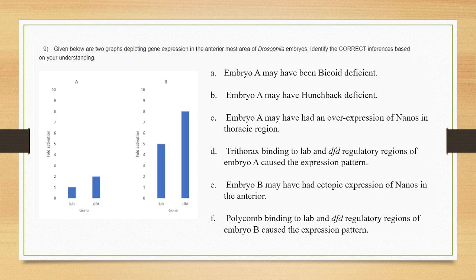So the question says, given below are the two graphs depicting gene expression in the anterior most area of the Drosophila embryo. So if this is your Drosophila embryo, this is the anterior region and this is the posterior region. So in the anterior region, the expression of two genes. So there are two embryos. This is embryo A and this is embryo B.